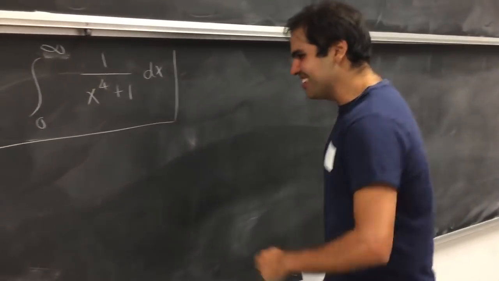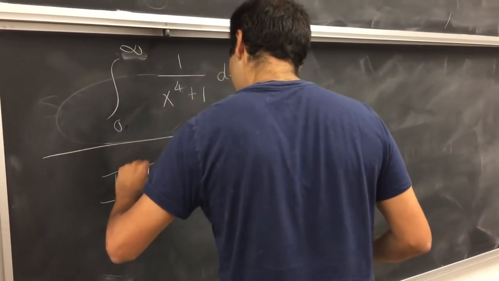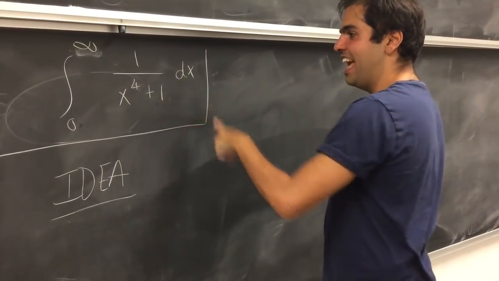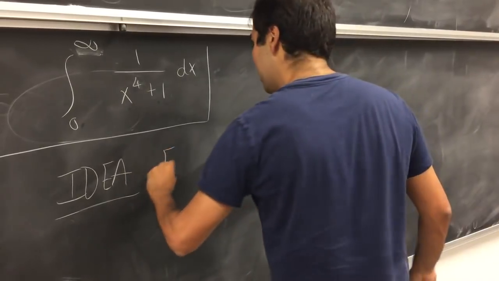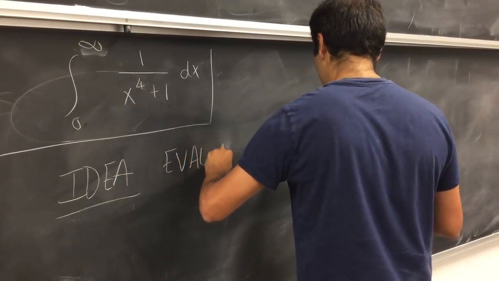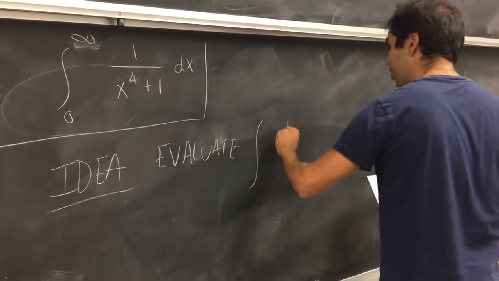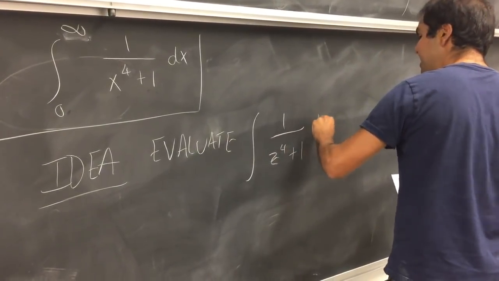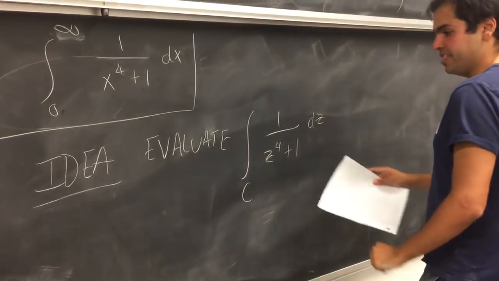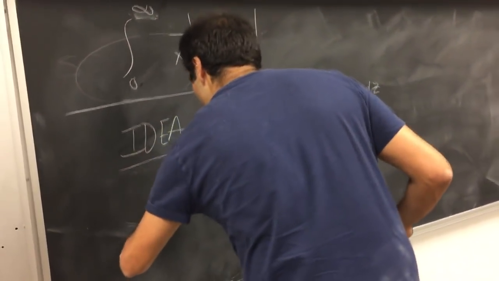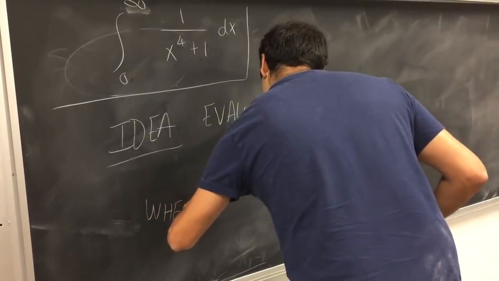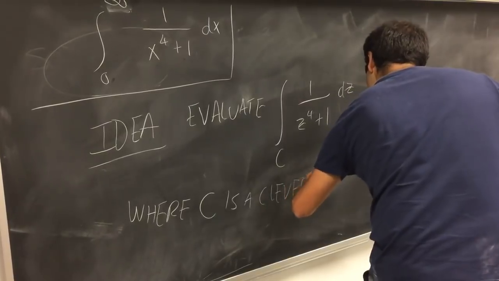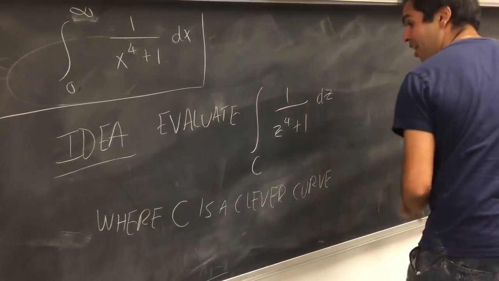Ooh. So here's the idea. Instead of evaluating 1 over x to the 4th plus 1 dx, we will evaluate the complex version of it: the integral of 1 over z to the 4th plus 1 dz over some curve C, where C is a suitable curve, a clever curve in the complex plane.